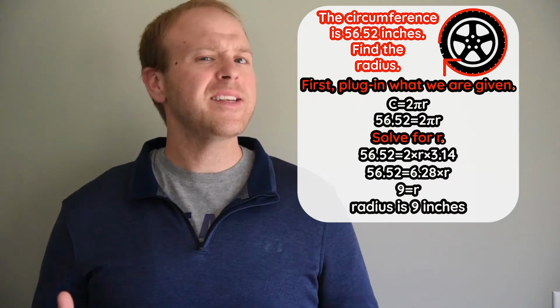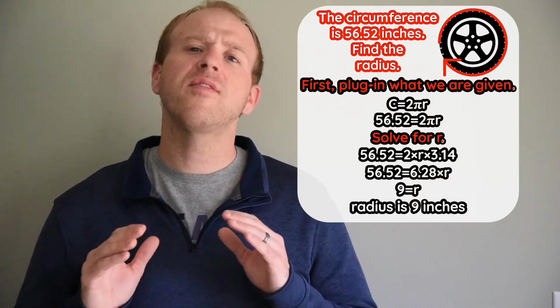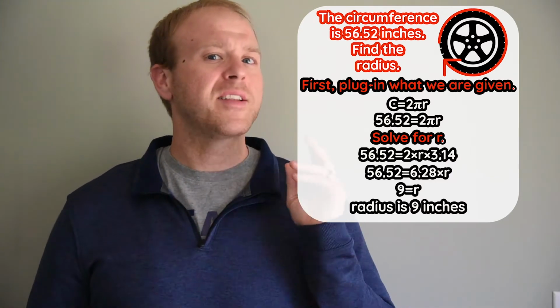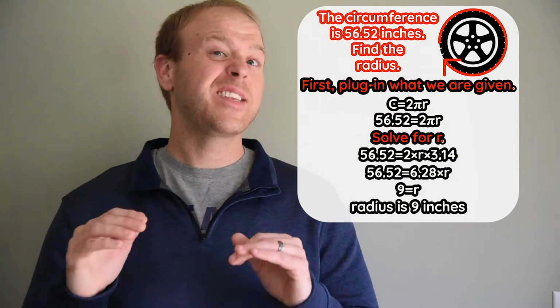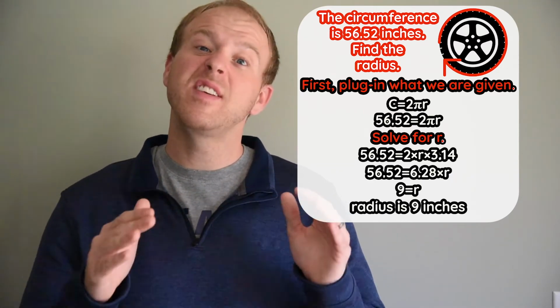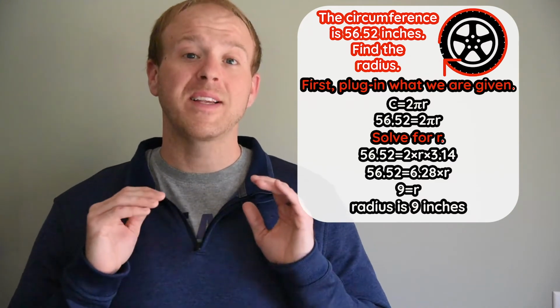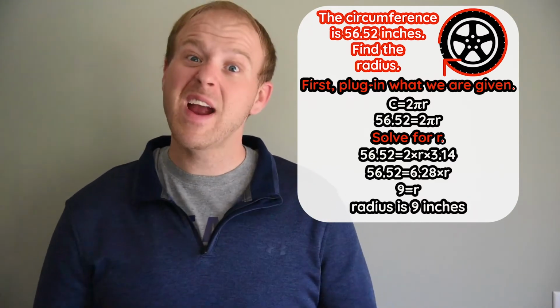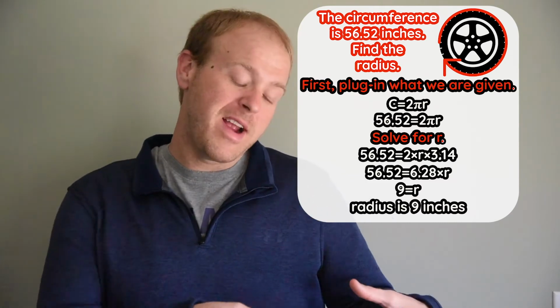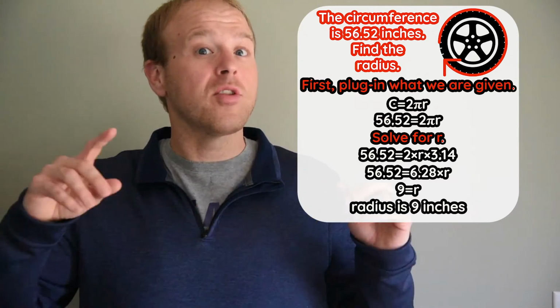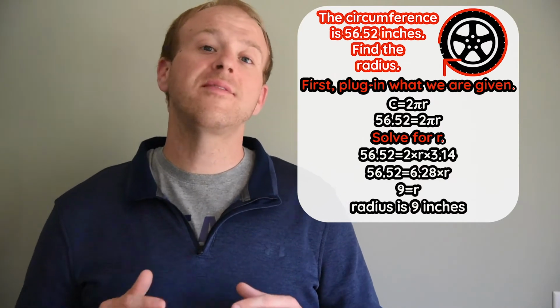So now, the next thing we have to do is solve for r. So we're going to divide by 2 pi. So I'm going to go ahead and multiply 2 times 3.14 and get 6.28. And now I'm going to divide 56.52 by 6.28 and get that my radius of that wheel is 9 inches. So that means if a wheel had a radius of 9 inches, its circumference would be 56.52 inches.